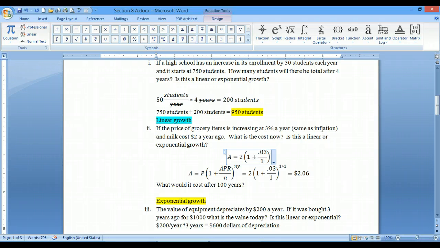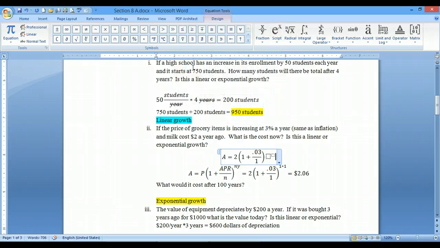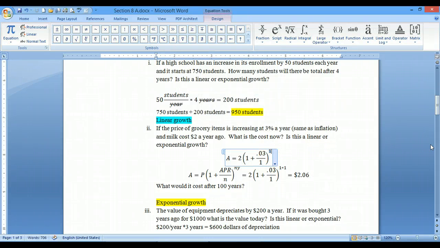Now I want to raise all of this to a power. If I come up here and just do a script, it's going to say I need something to a script and give me something. So I don't want that. I'm going to highlight this and give myself the superscript for that part. And n was 1 time a year, and I want the cost now, which is only a year later. So times this by 1, and I should get the answer.